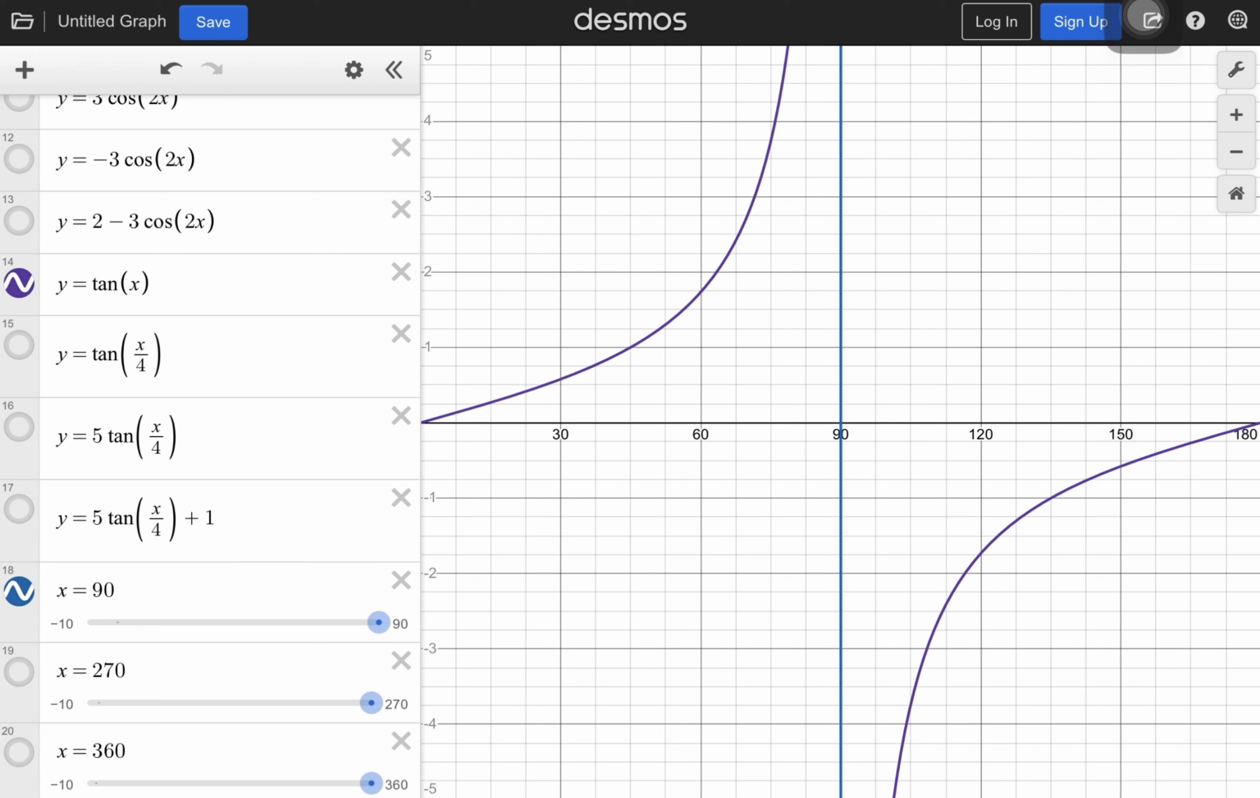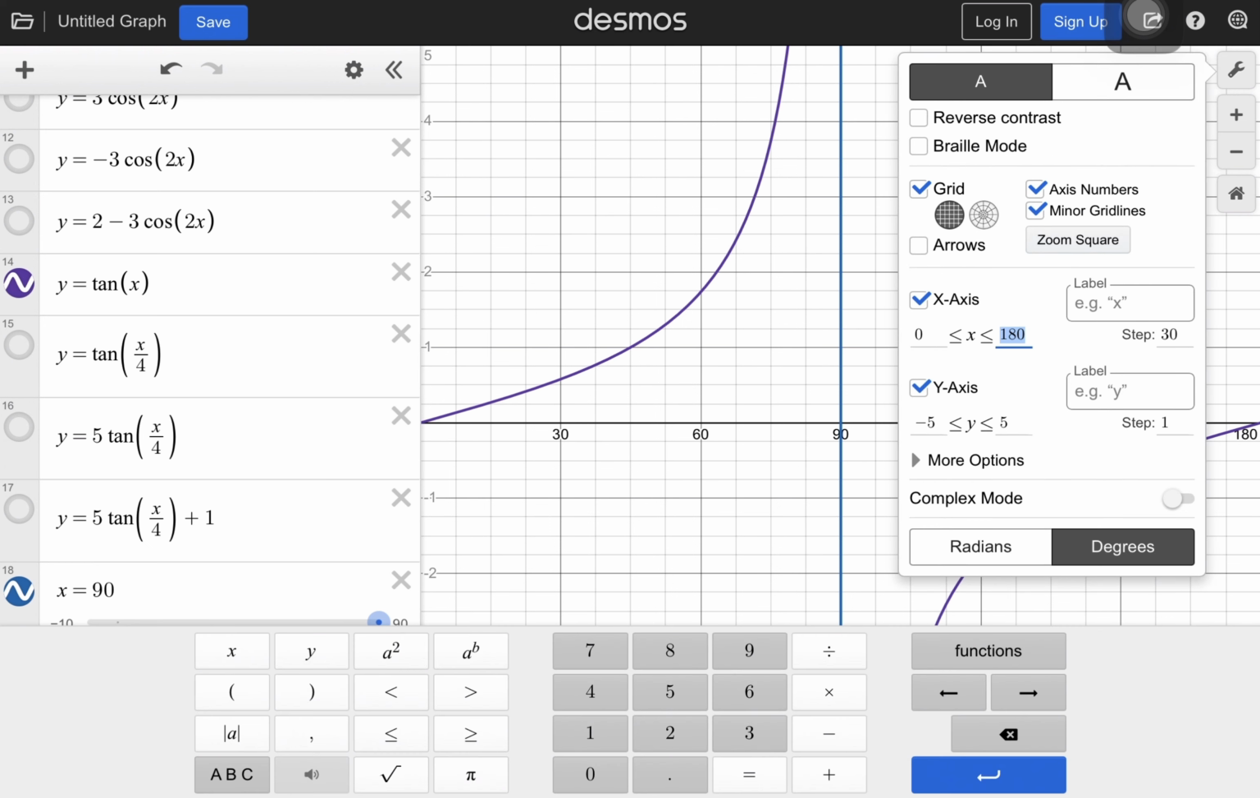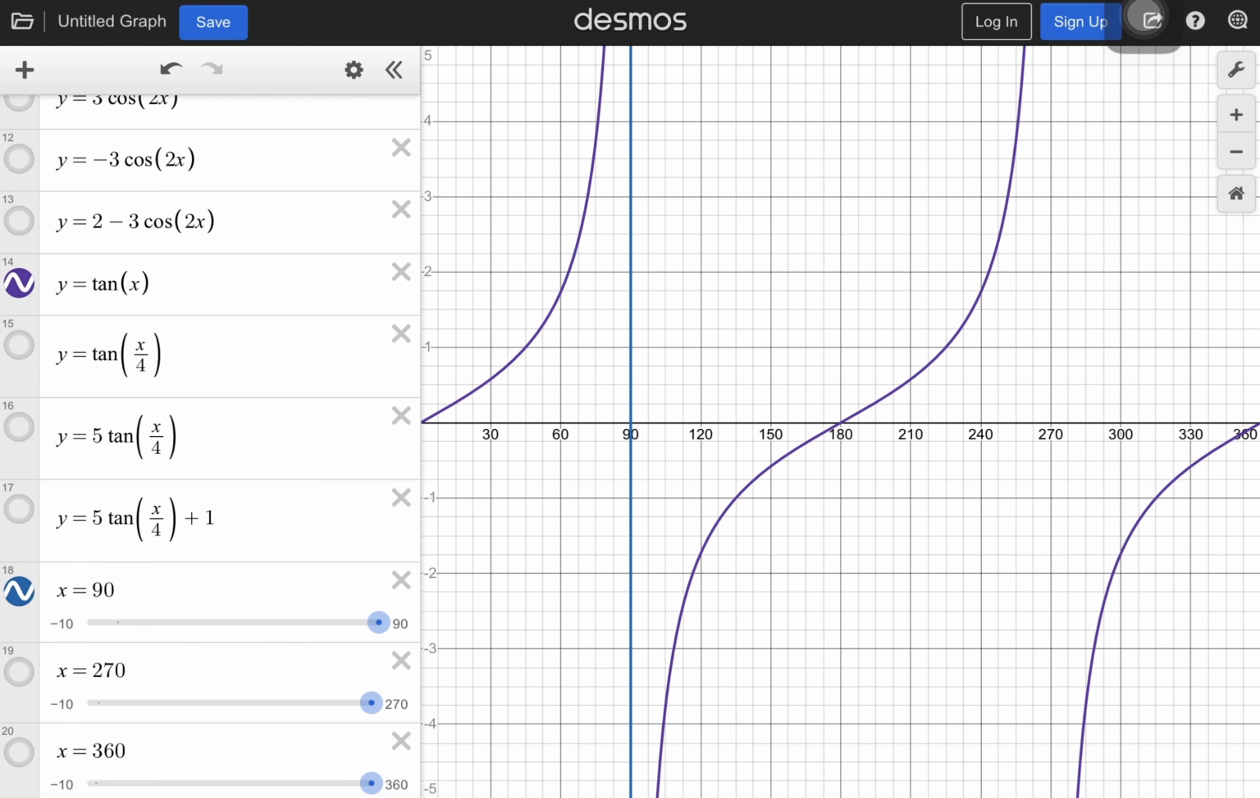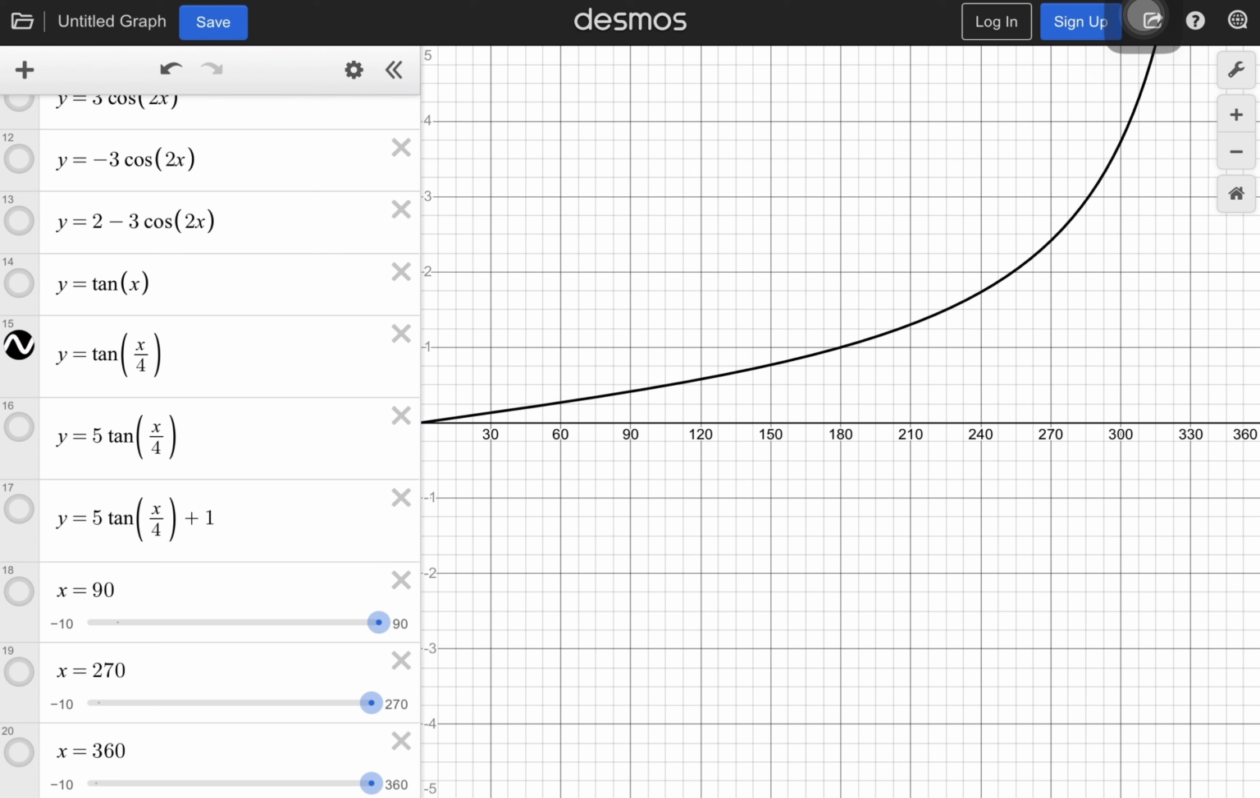If I add more values on the x-axis, for example until 360 degrees, we can see that now we have two waves of tan graph. One more asymptote line on 270 degrees. 270 is from the midpoint between 180 to 360. Now try y equals tan x over 4. This stretches the graph horizontally, so the period becomes 720 degrees or 4 pi.